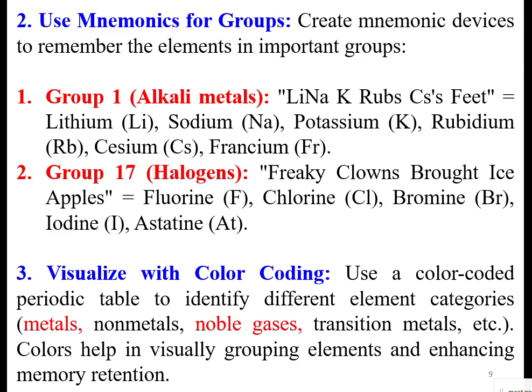Then group 17 elements we call halogens. The shortcut is: Freaky clowns brought ice apples. That is the shortcut form. Fluorine F, chlorine Cl, bromine Br, iodine I, astatine At. This is the way we can use mnemonics, meaning a symbolic representation of each element.